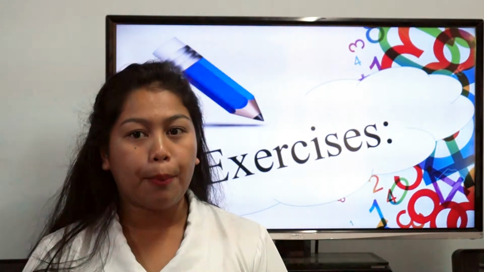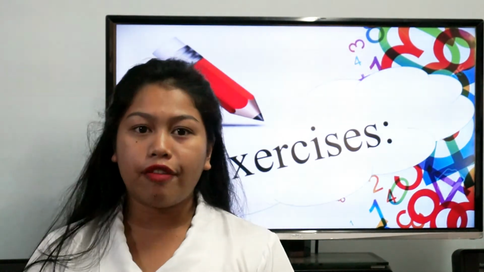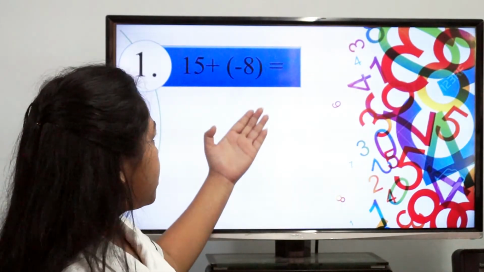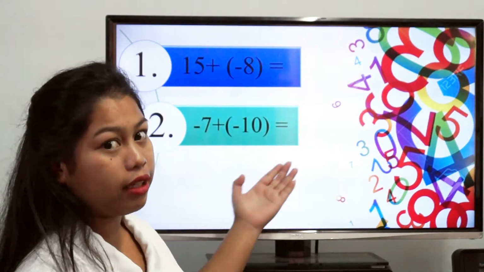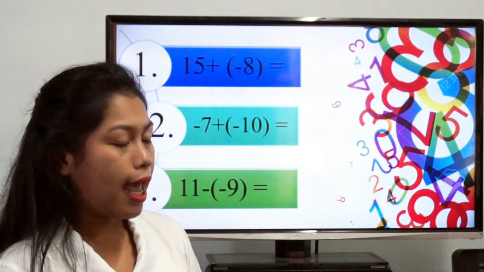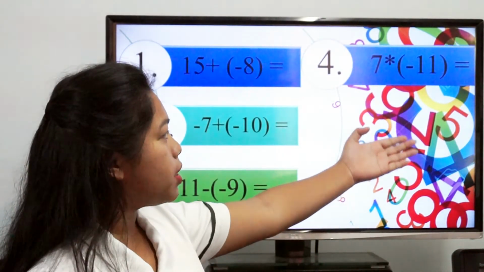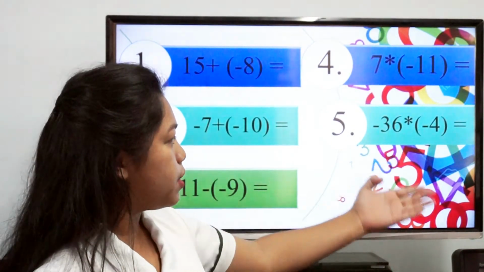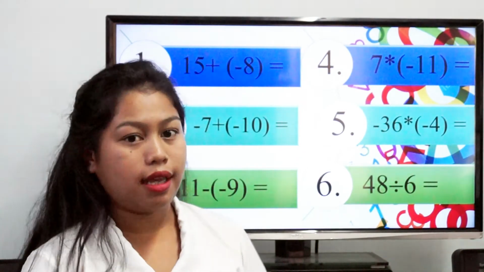And now you know how to perform the operation of integers. To see if you already know how to do it, I have here an exercises. Number 1, 15 plus negative 8. Number 2, negative 7 plus negative 10. Number 3, 11 minus negative 9. Number 4, 7 times negative 11. Number 5, negative 36 times negative 4. Number 6, 48 divided by 6.